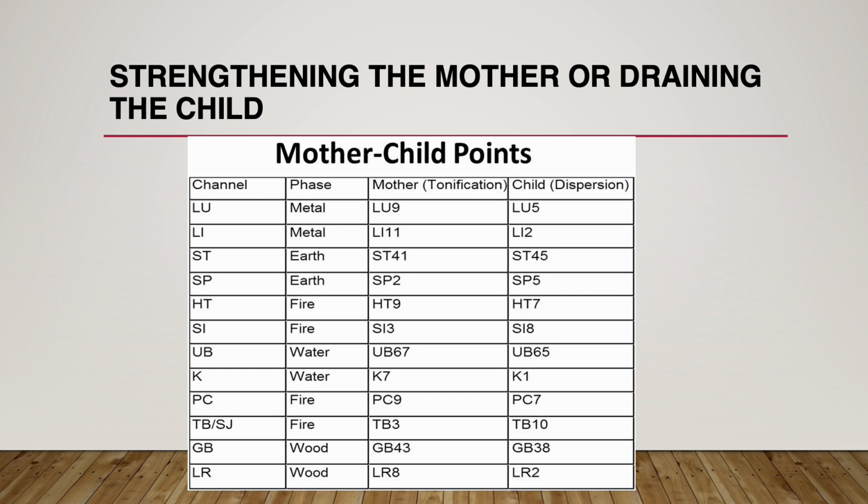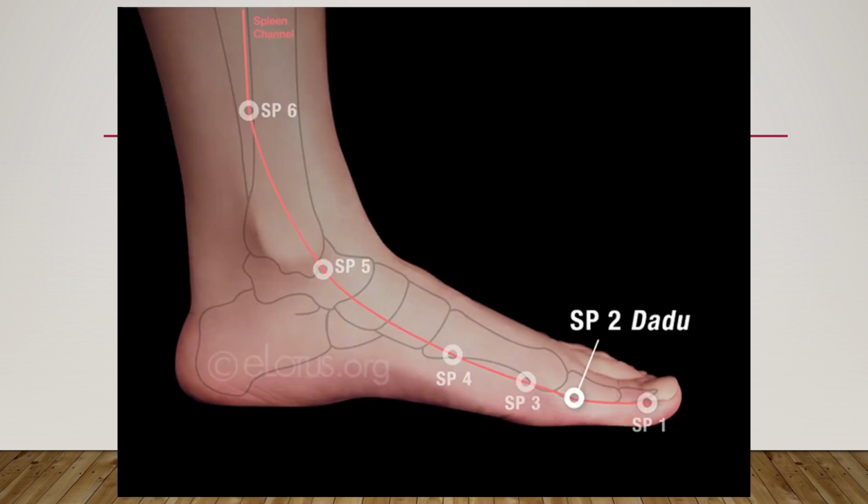In this approach, points are chosen based on their 5-phase associations. One common method is to choose the point associated with the mother or child phase of the channel on which it is found. The mother phase is the one before the affected phase in the generative cycle, while the child phase follows the affected phase. Mother points tonify, while child points drain.